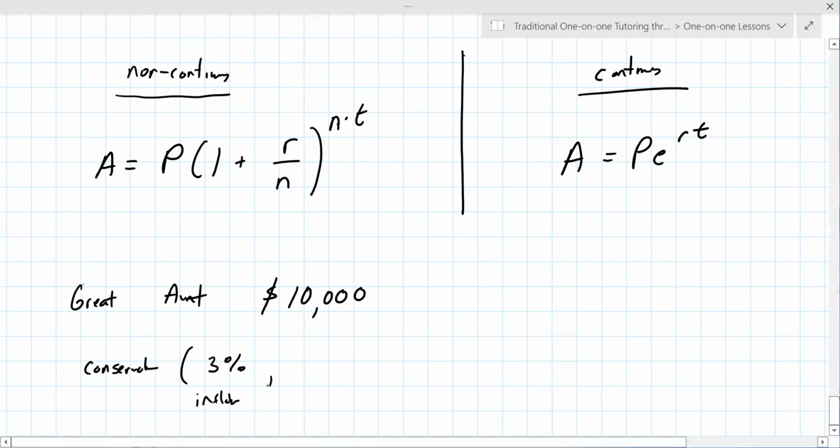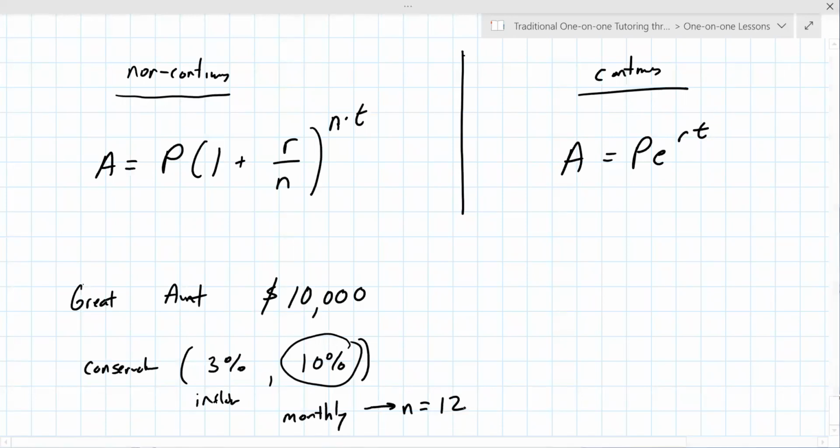But if you look at the long-term track record of the stock market, and you pick some sort of index fund, we're just going to pick 10% just because it sounds reasonable. You try to predict the future, but sometimes it goes up, sometimes it goes down. So let's just pick a number and see how it goes. Most things in real life are compounded monthly. So monthly means that n is 12. Is that okay? All right.